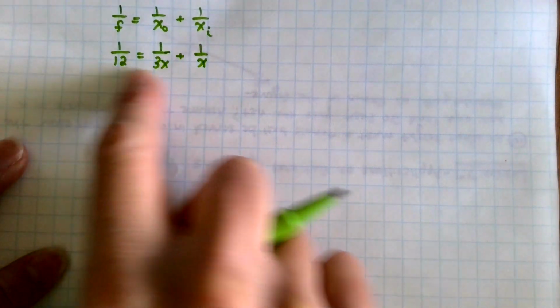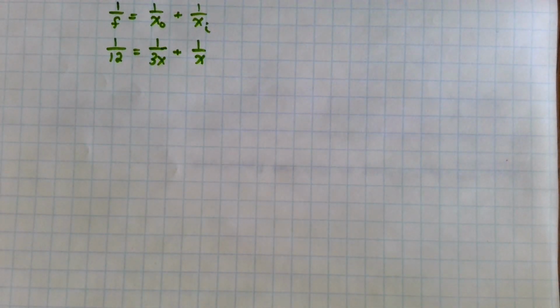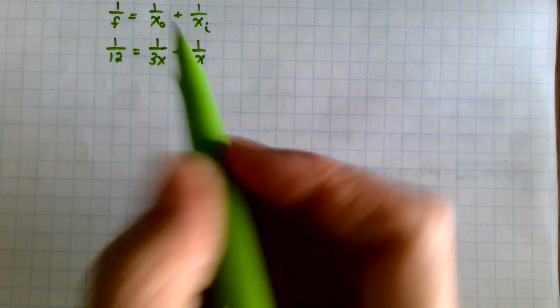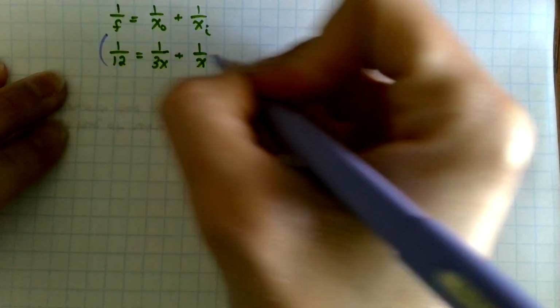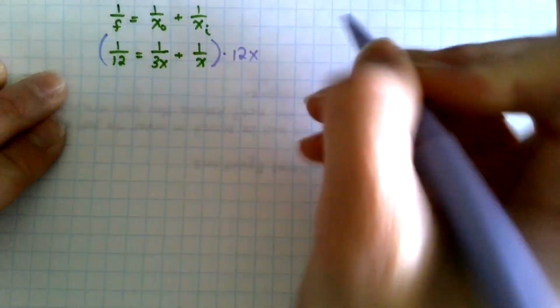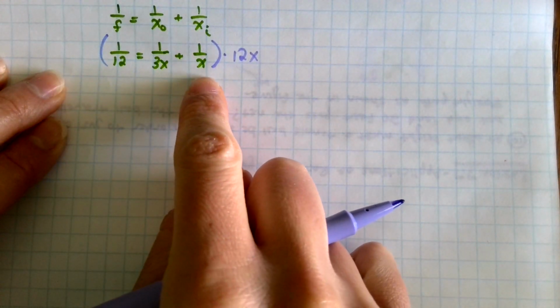So now that we have this equation set up, this goes back to the previous lesson where we were solving equations that look like this. We need to find a least common denominator between 12, 3x, and x, and we're going to multiply the entire equation by that least common denominator. In this case, the least common denominator is 12x. So we're going to multiply the entire equation by 12x, and what's going to happen is all of our denominators are going to cancel out.